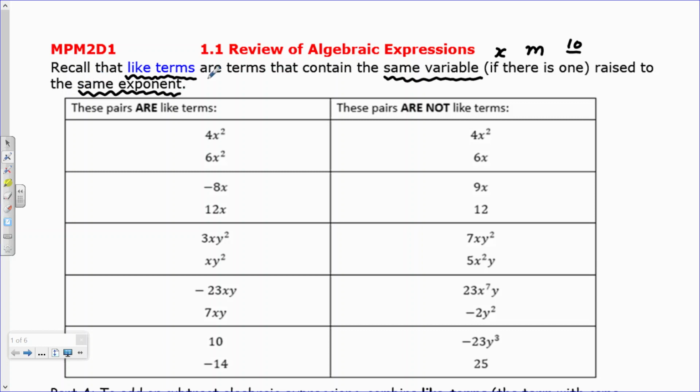The like terms must have, first, the same variable, meaning the same letters. If one term is x, another like term needs to have x, not a different variable, not different letters. And raised to the same exponent. For example, if you have x squared, then the 2 is the exponent, and x we call the base.